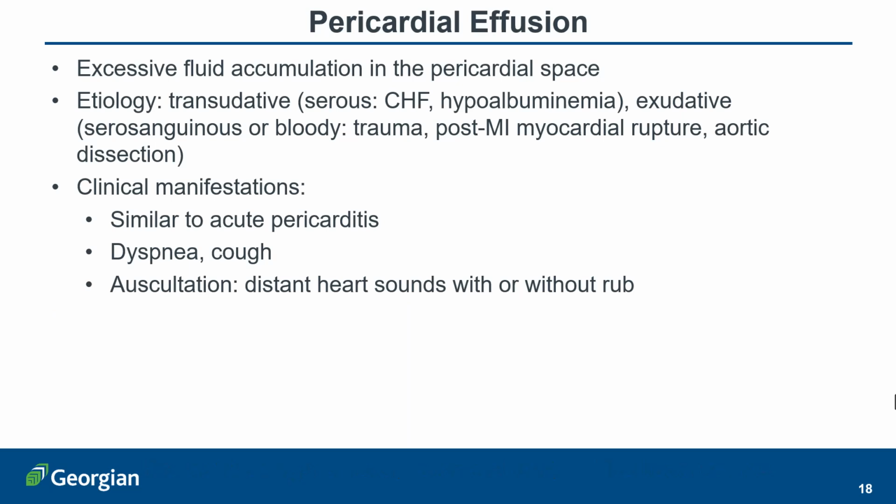The clinical manifestations of pericardial effusion are similar to that of acute pericarditis. You have the classic triad of chest pain, friction rub, and ECG changes, specifically the ST elevation. In addition, there might be dyspnea and cough as lung functioning is impaired. And when the nurse auscultates, the heart sounds are going to sound fairly distant as the fluid is surrounding the heart.